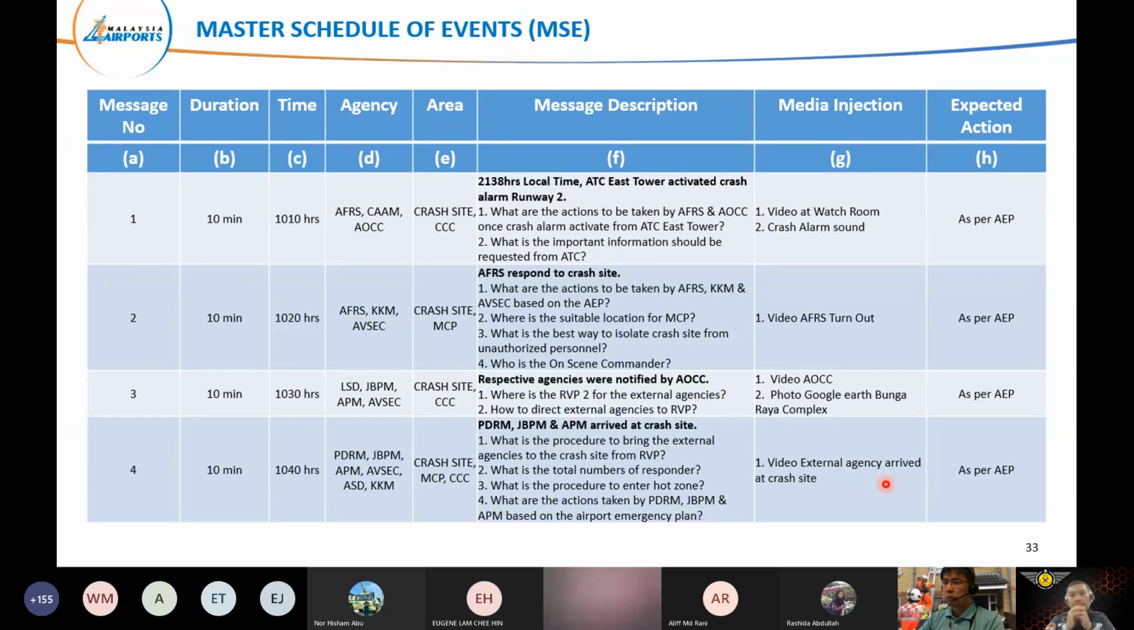It is even better if our MSE has the expected action, so it will give some guidance to the facilitator. Is the response or the answer correct according to the AEP or not? So we can compare and put it in our report, or we can advise the exercise evaluator. The exercise evaluator should also be given this MSE, so they will have some guidance throughout the tabletop exercise.